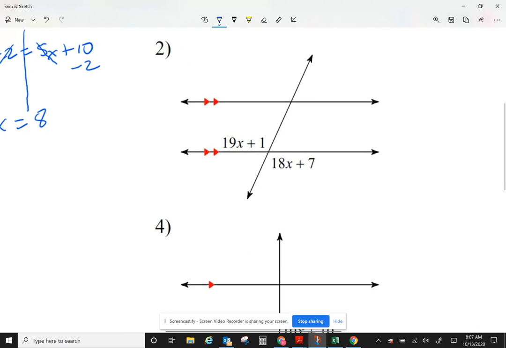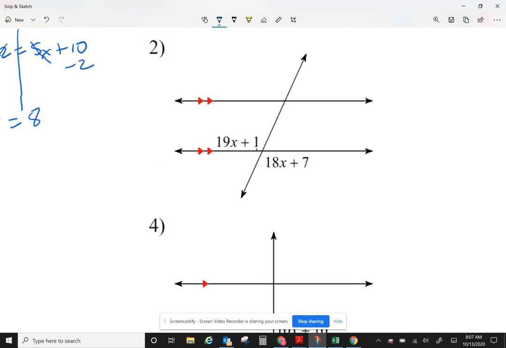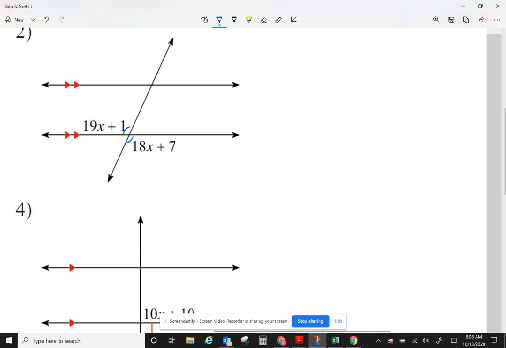All right, let's take a look at question number 2. I notice that these 2 angles are on the same corner, but they're opposite from each other. Therefore, this is the vertical angle theorem again. So I'm just going to say that 19x plus 1 is equal to 18x plus 7. I'm going to let my 2 angles equal each other and separate them at the equal sign. I see x's on both sides, so I'm going to move the smallest x to the left. Don't forget to switch the sign. The plus 1, I'm going to move it to the right. Don't forget to switch the sign.